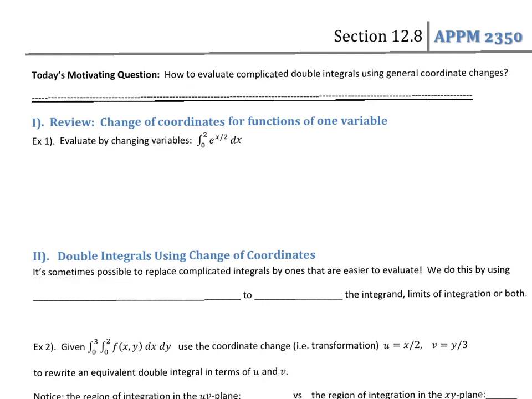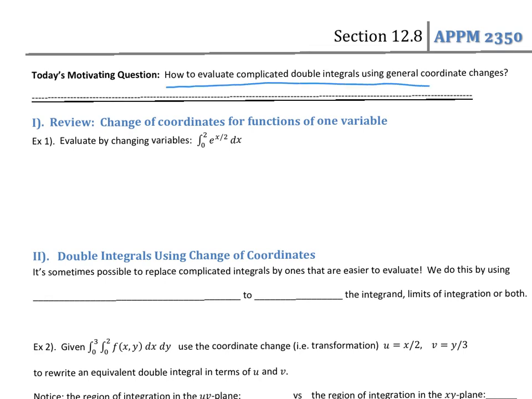Okay, this is section 12.8, and this blank handout is available on Canvas, so I recommend that you print it out and follow along as you're taking the notes. So we're going to do a quick recap. Let's see what we're trying to even do today.